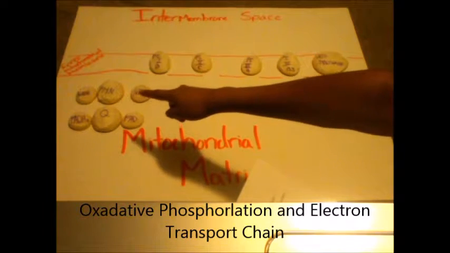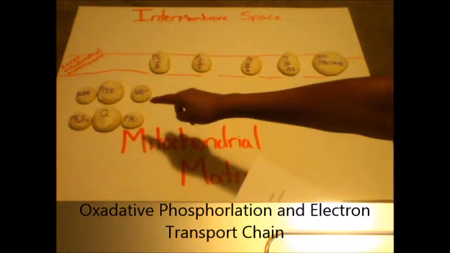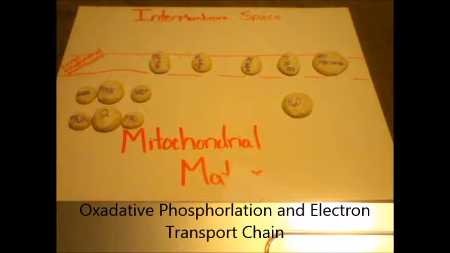2 NADH are produced during glycolysis. 2 are produced when pyruvate is converted to acetyl coenzyme A, and 6 are produced during Krebs cycle, as well as 2 FADH2 in Krebs cycle.